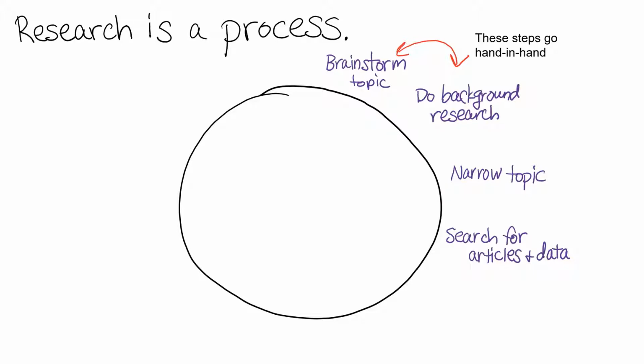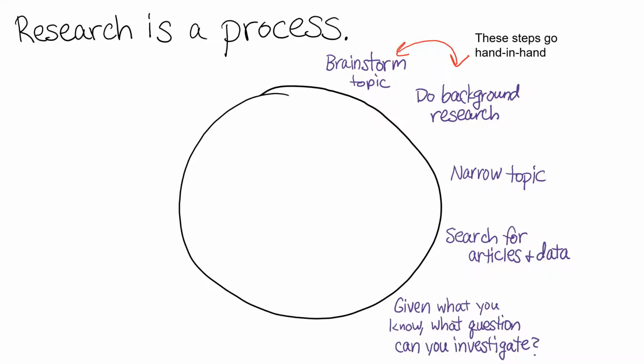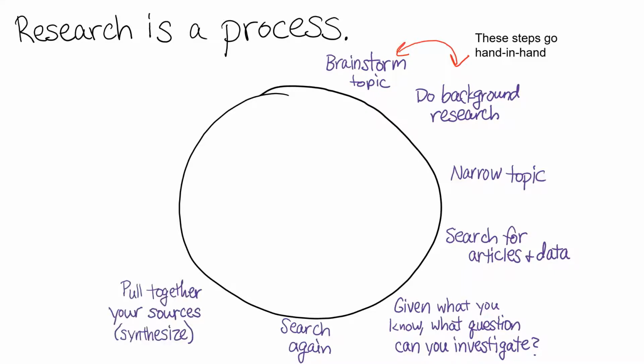Now that you have an understanding of your topic and some more detailed information, you want to ask yourself the question, given what I know, what question can I investigate? This is where you're writing your research question and starting to formulate your argument. You'll then search again to find more relevant articles and data. You'll pull together your sources and synthesize them into a draft of your paper or your presentation or whatever assignment you're working on. You might get feedback from your classmates or your professor. You'll make revisions to your assignment, and then you'll submit your final project.